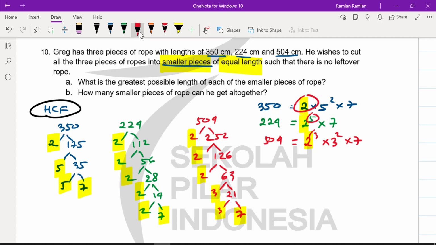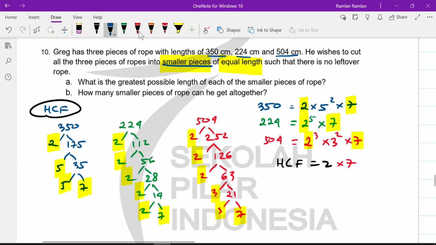Because this is to the power of 5, this is to the power of 3, this is just 2 to the power of 1. So just take that one. Okay, now the highest common factor is equal to 2. We're not done yet because we can actually see another number that is the same, which is this guy, right? All of these three numbers have 7. So multiply that by 7.